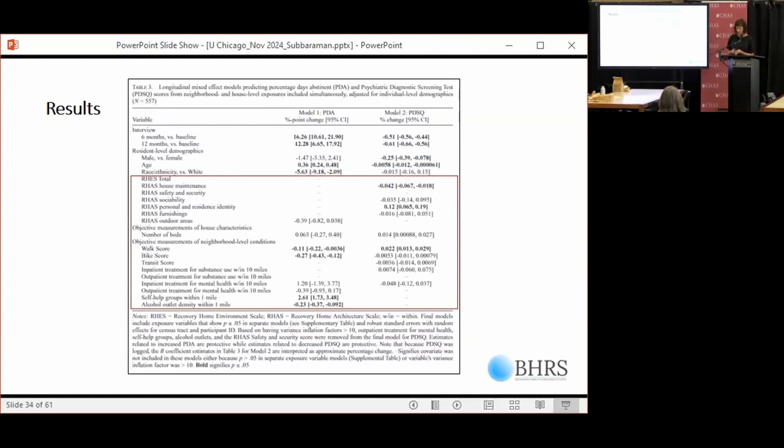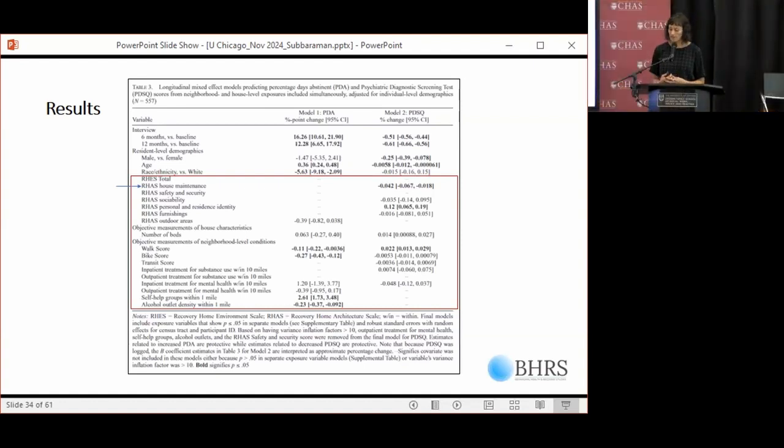So what we're seeing here to interpret these results, let's start off with the RAS house maintenance. So what we found is that higher scores on house maintenance were related to significantly fewer psychiatric symptoms reported. Personal and residence identity, so greater scores on this were actually related to significantly more psychiatric symptoms. The walk score, more walkability was related to lower percent days abstinent and more psychiatric symptoms.